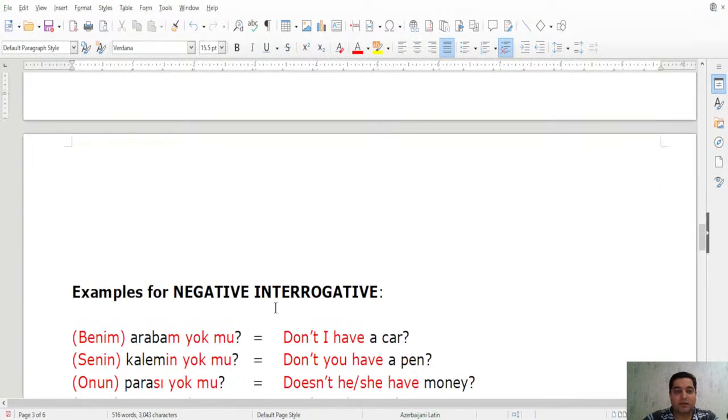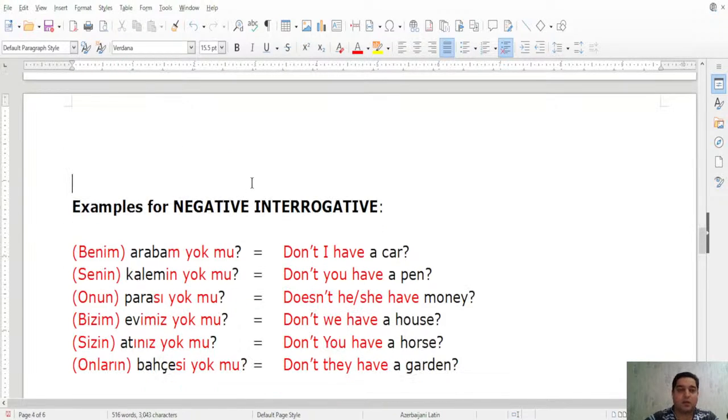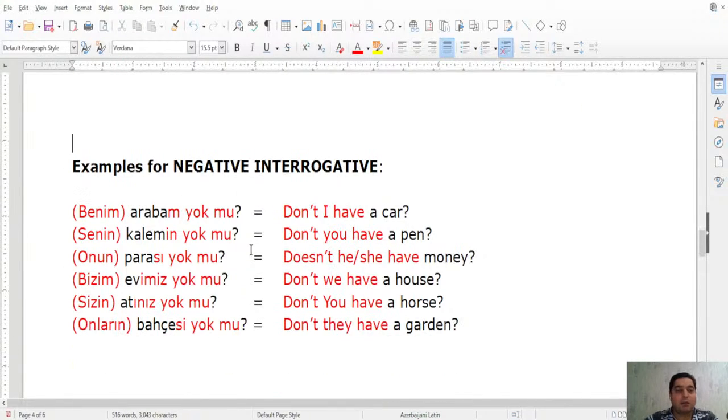And last, negative interrogative. How do we make negative interrogative? Benim arabam yok mu? You just add the possessive structure plus yok mu. Okay, so here arabam yok mu? By the way, again you can omit this, right? Arabam yok mu? Don't I have a car? Senin kalemin yok mu? Or just kalemin yok mu? Don't you have a pen? Onun parası yok mu? Doesn't she have money?